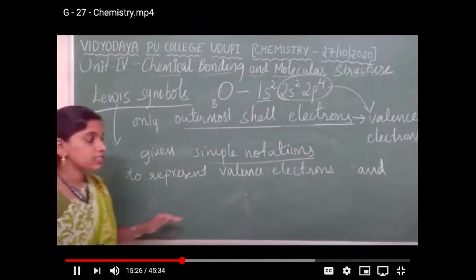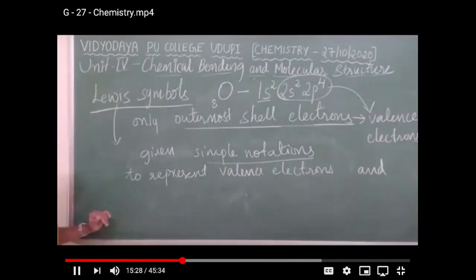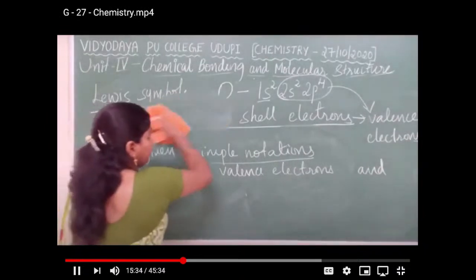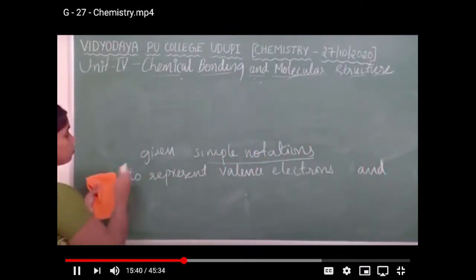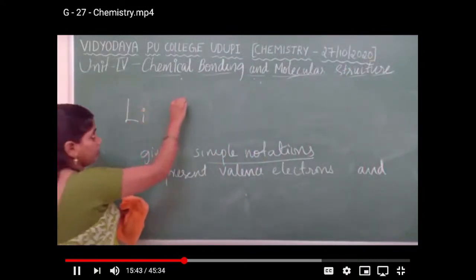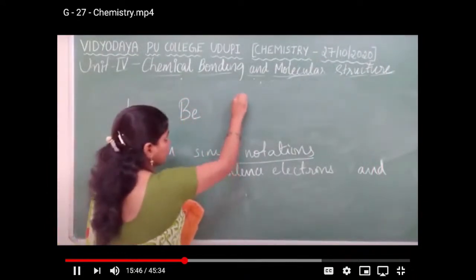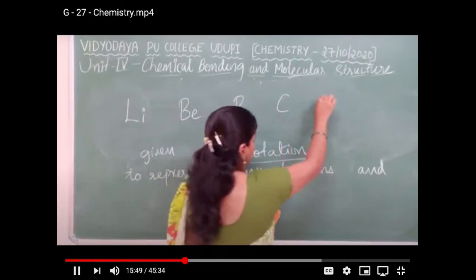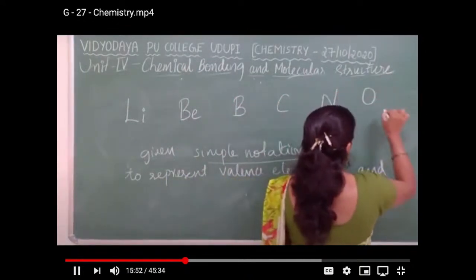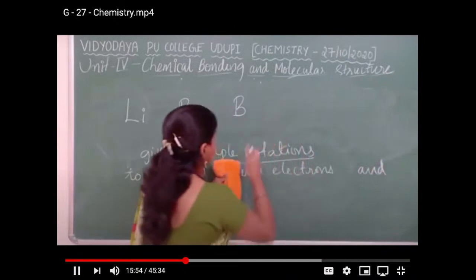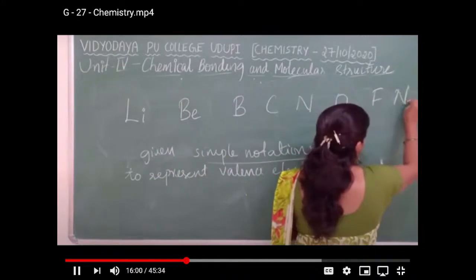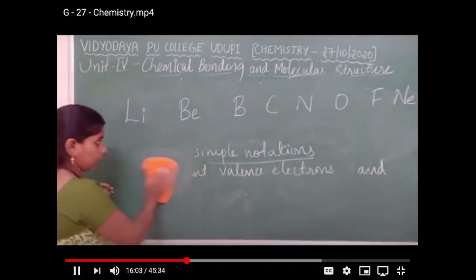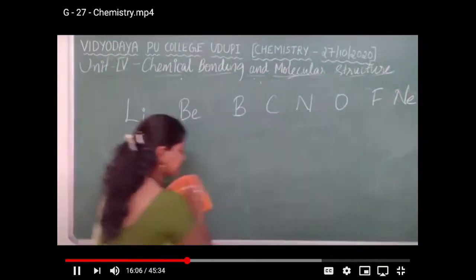For example, the second period elements in the periodic table: lithium, beryllium, boron, carbon, nitrogen, oxygen, fluorine and neon. Second period elements.